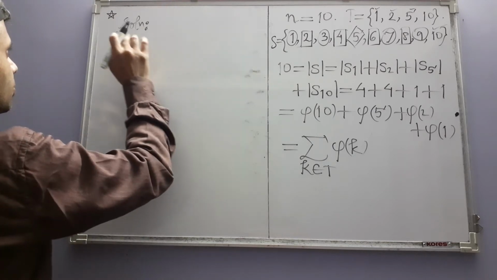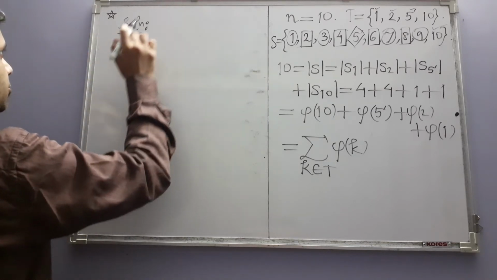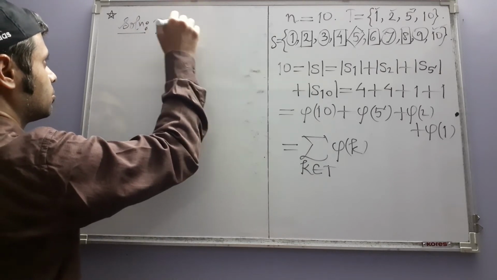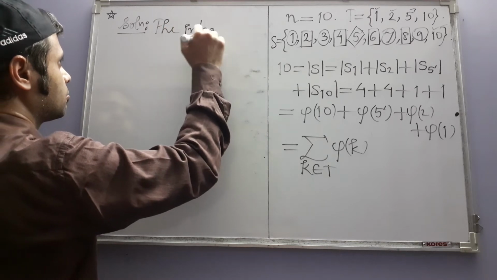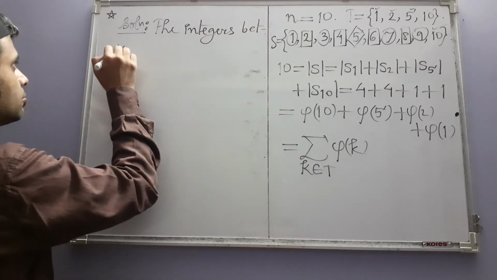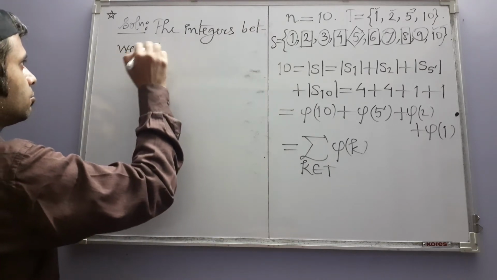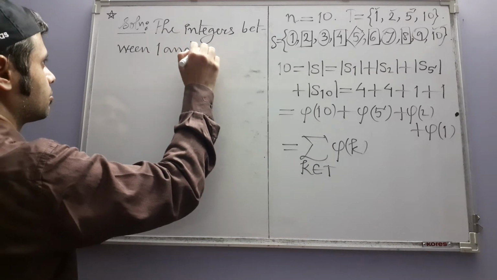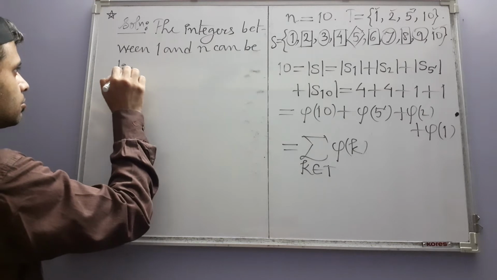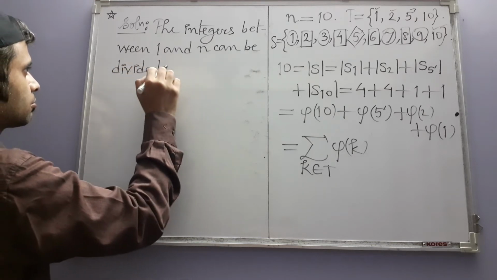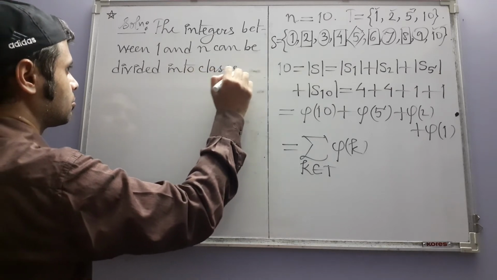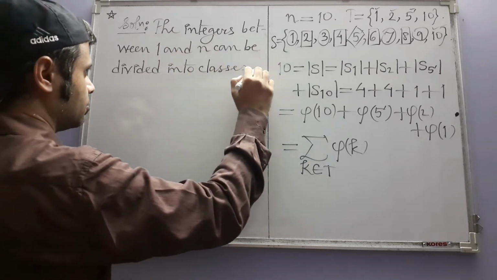Solution. In fact, this is how the proof starts in Barton's book. The integers between 1 and n can be divided into classes as follows.